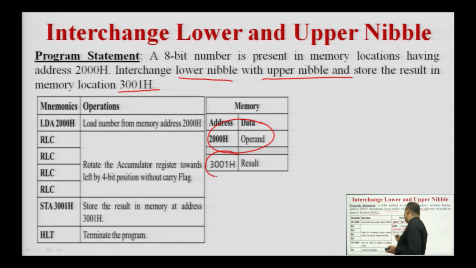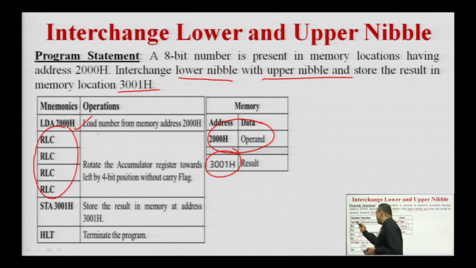So, this is the address where we need to store the result of the operation. Again use the instruction LDA 2000H. With the help of this instruction, load the 8-bit number into the accumulator, then use the RLC instruction 4 times. This instruction will rotate the accumulator register towards the left by 4 bit positions without carry flag.